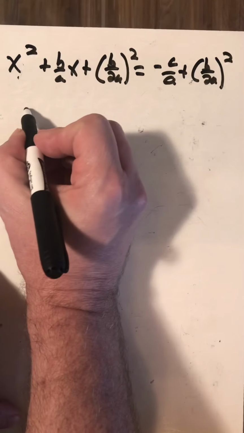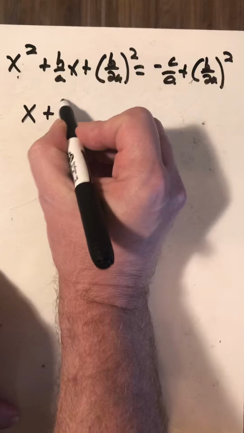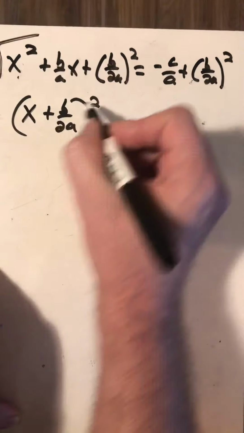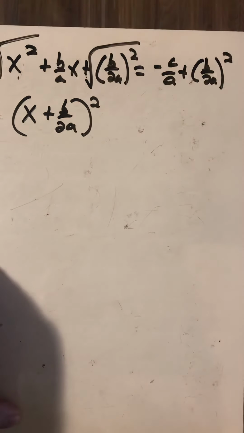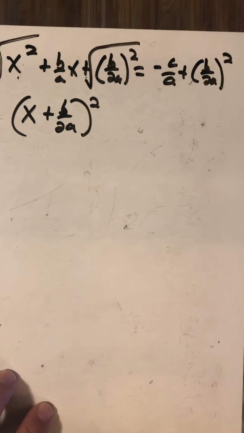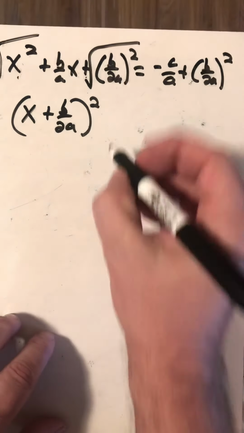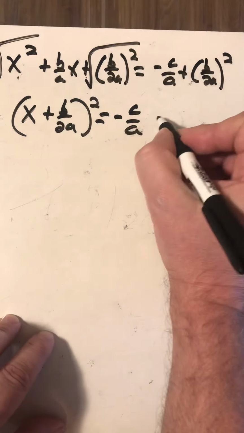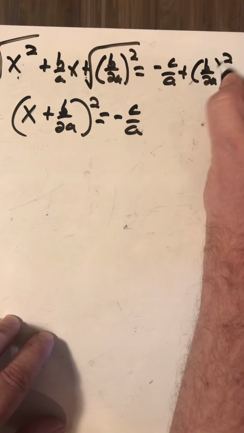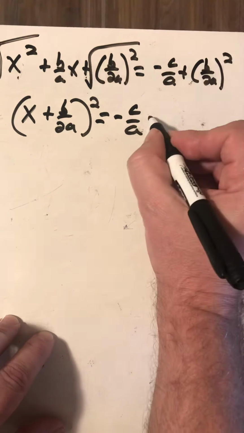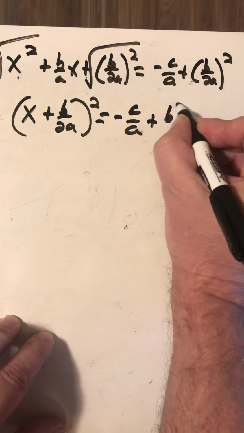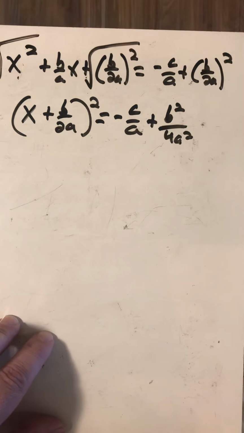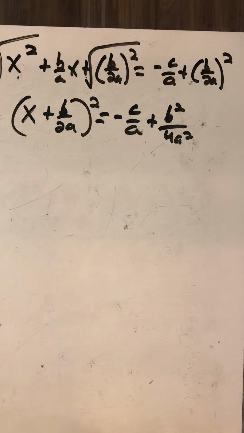So if I factor this, I can factor it as x plus b over 2a squared. I just took the square root of this term, which was x, the square root of that term, which was b over 2a, and then I squared it. Okay, guys? And then you're going to set that equal to negative c over a. And let's go ahead and apply the power to all of these terms over here. So that'd be plus b squared over 4a squared. I just applied the second power to all the terms inside of those parentheses. Okay?